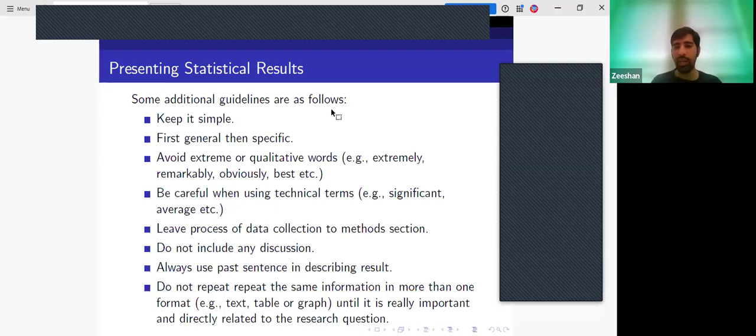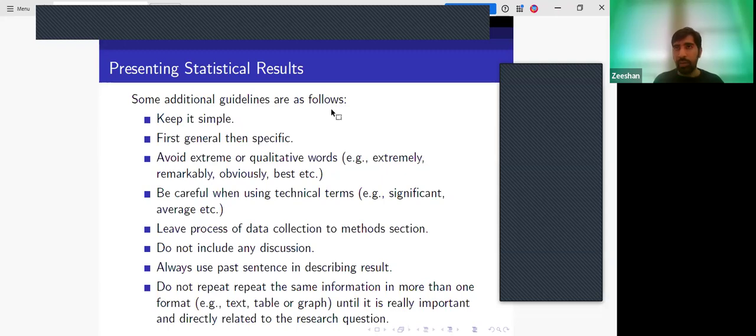Do not repeat the same information in more than one format. Usually we would have three kinds of formats in statistical reporting. One would be text. The second could be tables. The third could be graphs. It is you who have to choose which one is suitable. You have to think whether you are going to pick a graph or a table, but definitely you have to include text, right? And think of these as complements to each other, right?